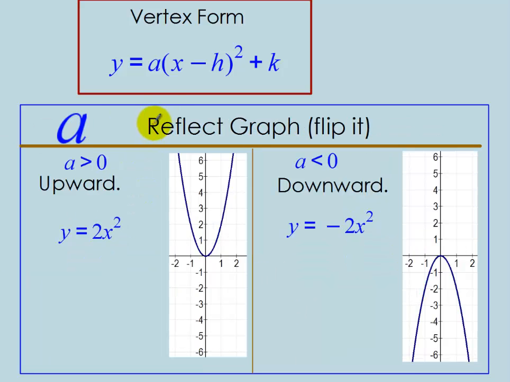Now the a value can also reflect the graph. If the a value is greater than 0, or positive, the parabola is going to open upward. So it looks like a U. So this is the graph of y equals positive 2x squared. It looks like a U shape. If you had the graph of y equals negative 2x squared, it's going to flip it downward. It kind of looks like a sad face. So this is when it's negative, and it's going to be negative 2x squared.